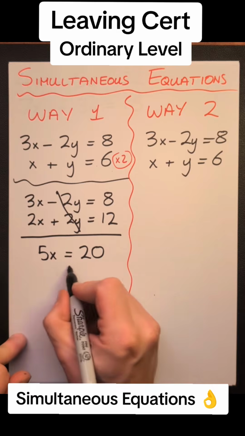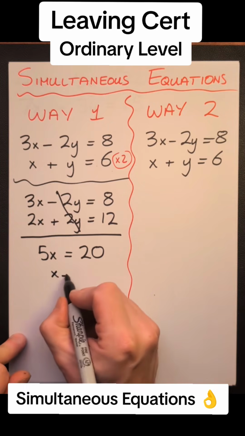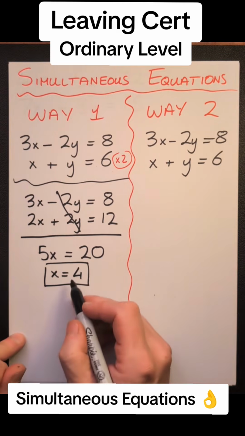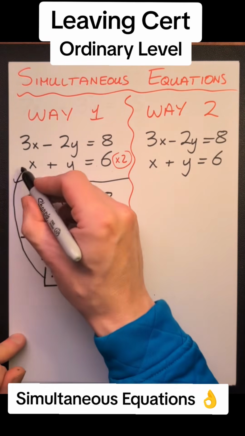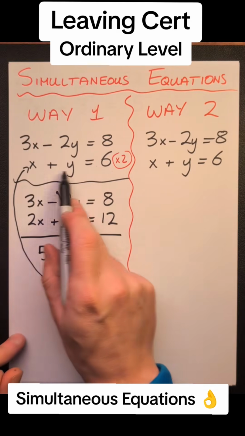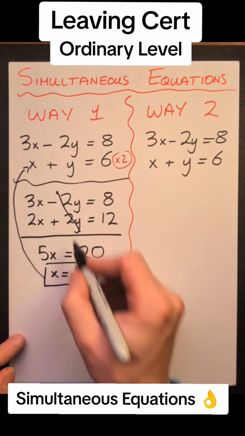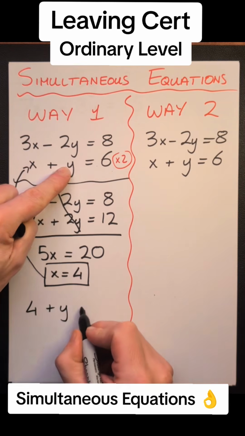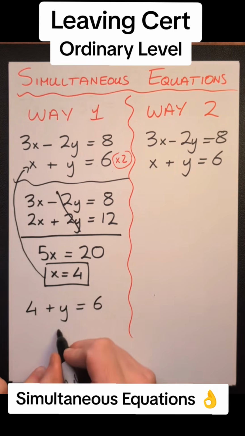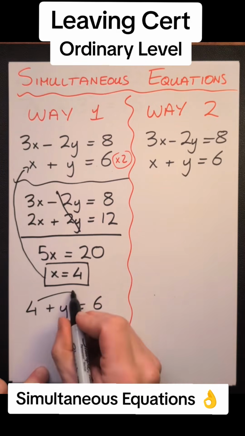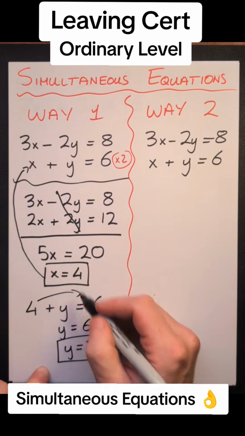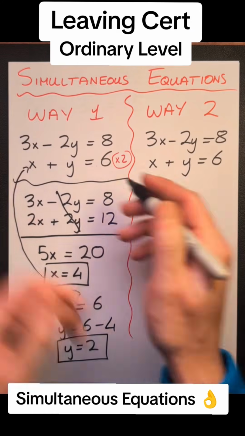We can divide both sides by 5 or bring the 5 across, whatever you want, and you'll get that x is equal to 4. Okay, now that we have x equal to 4, we're going to put it back into one of the original equations. Let's pick the easiest one. So instead of x here, we're going to write 4, and we're going to get 4 plus y equals 6. We're going to bring over that 4, it becomes a minus, so we have 6 minus 4, and we get y is equal to 2. So that's our answer. x equal to 4 and y is equal to 2 is the answer for this one.